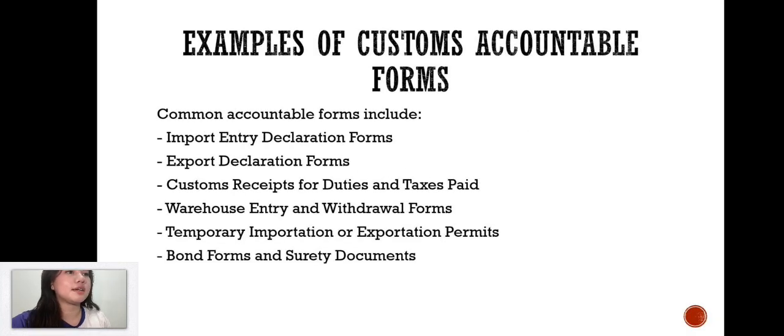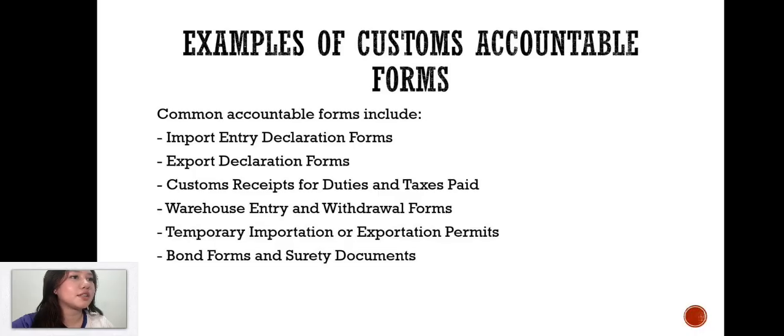Next one is the examples of customs accountable forms. There are many types of accountable forms used in customs operations. Some common examples are: 1. Import entry declaration form. These forms are used to declare imported goods entering our country. They contain details such as the value, quantity, classification, and origin of goods.